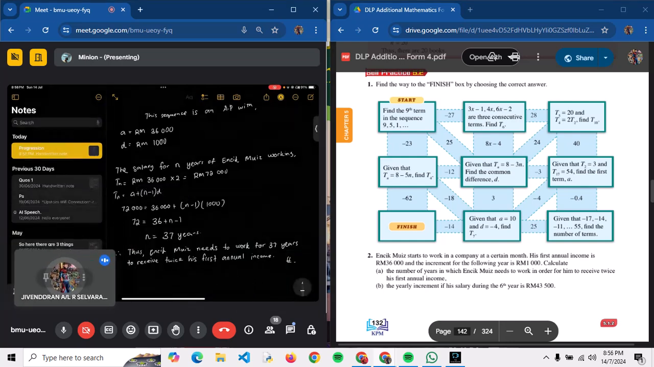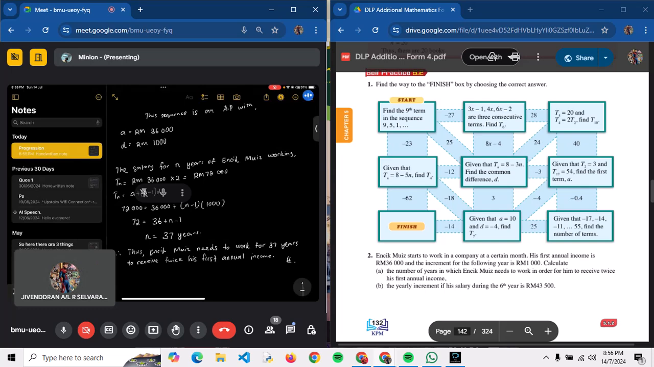Then you can write the conclusion statement. You must write this up to get full marks. Some of them like to write short form, but if your short form is a perfect answer, then we'll consider. If you want to write long, you can, up to you. If you feel it takes a longer time, you can just write: Encik Muiz needs to work for 37 years. Enough. Don't write a long sentence.